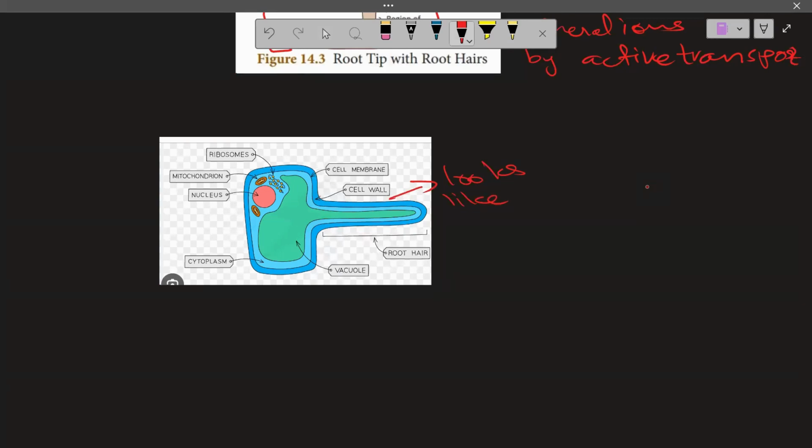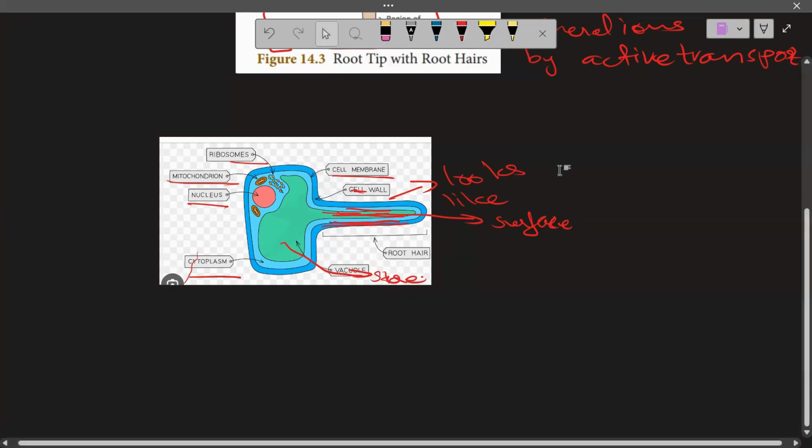You got it? There is an elongated area. This increases the surface area. There is a vacuole to store water. There is a cell wall, cell membrane, ribosomes, mitochondria, nucleus, and cytoplasm, as the other cells have, but its specialty is that it is long, and this length gives it the ability to increase its surface area.